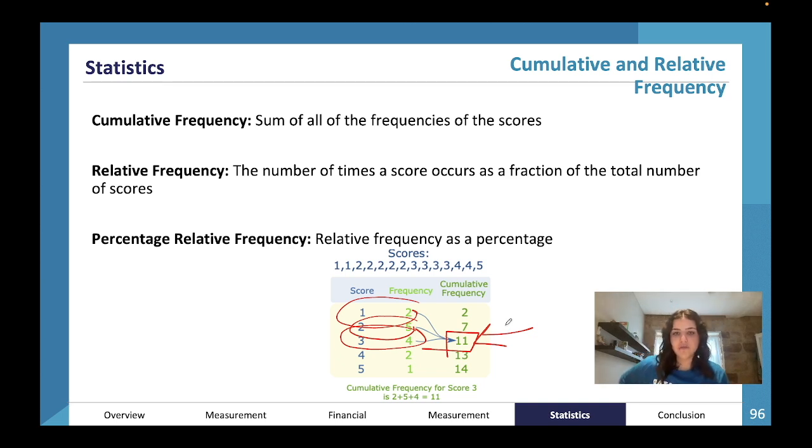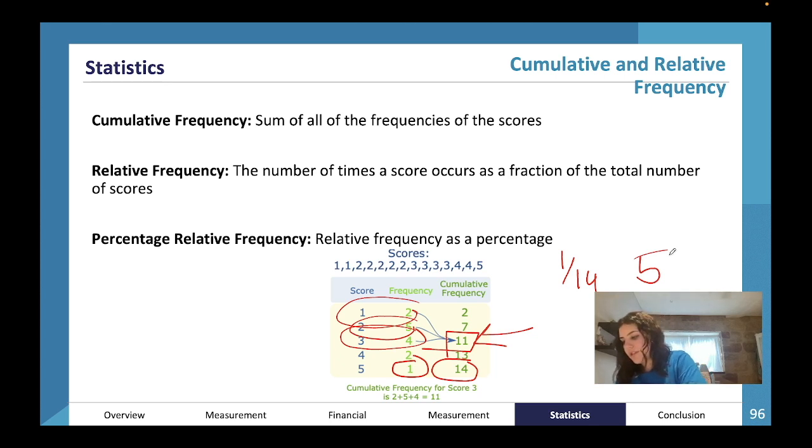Relative frequency is the number of times that a score occurs as a fraction of the total number of scores. So let's take an example, the relative frequency of 5. Well, 5 only occurs once, and there are 14 total scores. So 1 over 14 is the relative frequency of 5. We could also convert that to a percentage. So 1 over 14 is going to be 0.07, which is a 7% chance that you have a score of 5. Percentage relative frequency is that relative frequency as a percentage. So we do our relative frequency as a fraction and our percentage relative frequency as 7%.